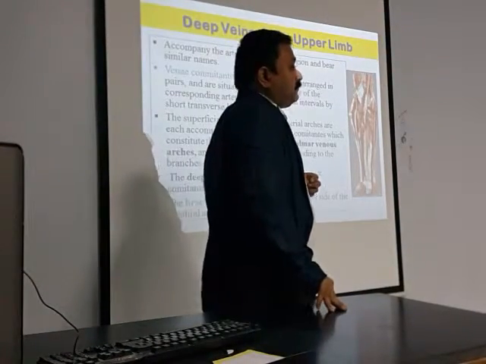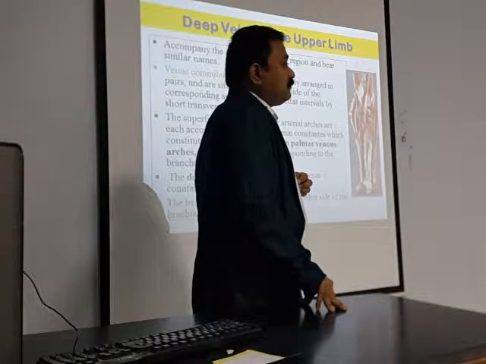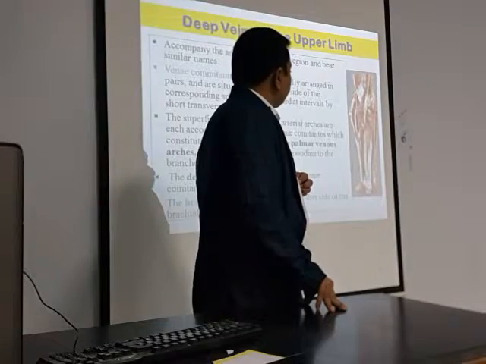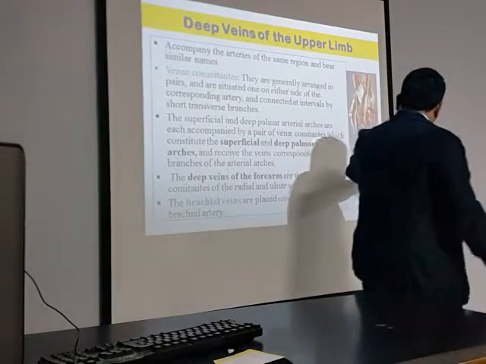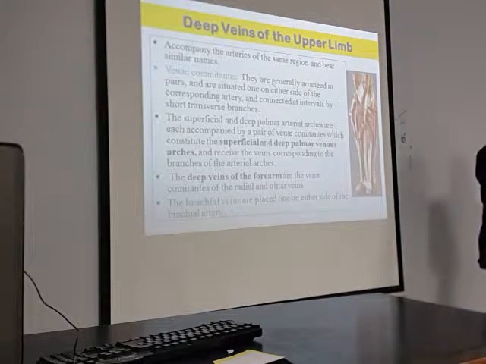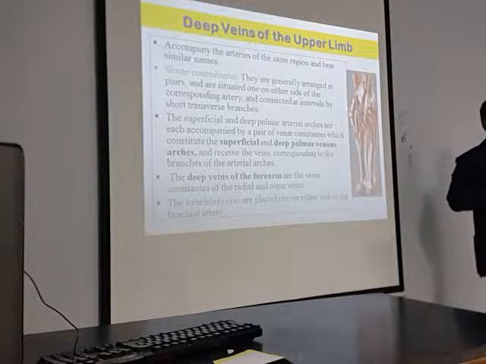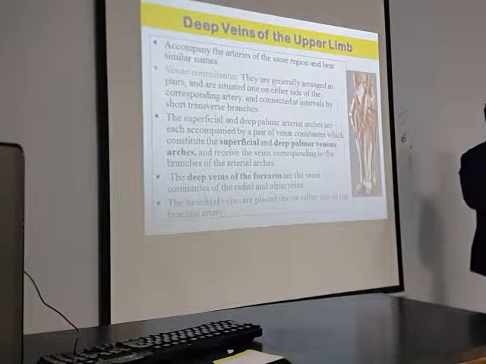Doctor, the radial and the ulnar, are those the only two veins we can call venae comitantes, or is there another visible in the upper limb? Both arteries have them. Do we have others? Yes, the brachial vein, followed by the arteries. Doctor, for each artery you have two veins? Yes, venae comitantes, we are saying.